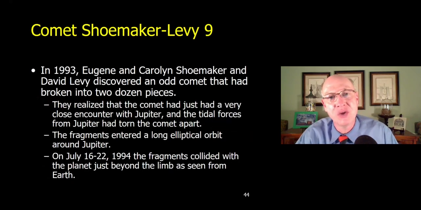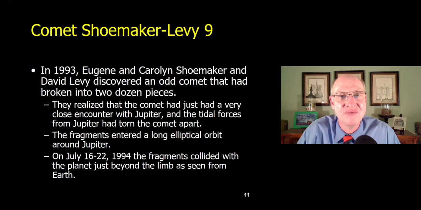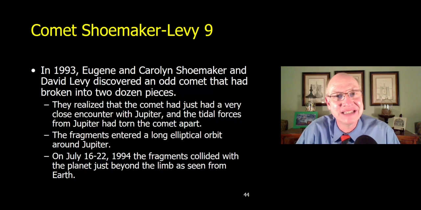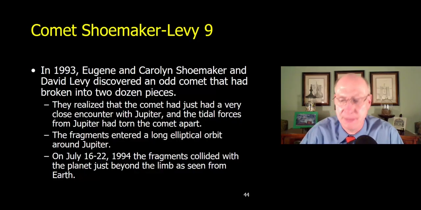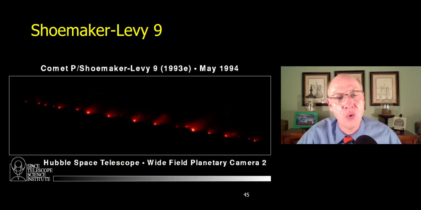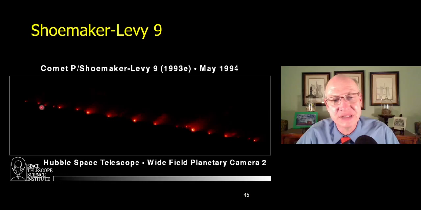Then when they measured the orbit of this comet, they realized that it had had a very close encounter with Jupiter, and the tidal forces from Jupiter had torn it apart, but those fragments entered an elliptical orbit around Jupiter, and on July 16 to the 22nd of 1994, the fragments would collide with the planet itself just beyond the limb as seen from Earth. And so here are the cometary fragments that broke off of that comet. Here is an artist's rendition with a combined photograph of the cometary fragments and Jupiter itself.